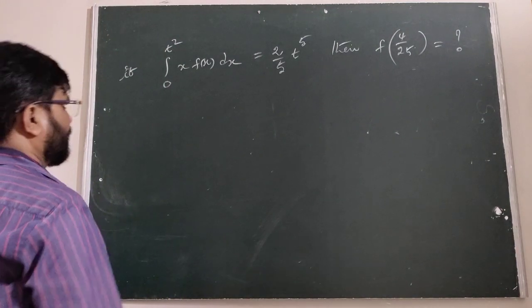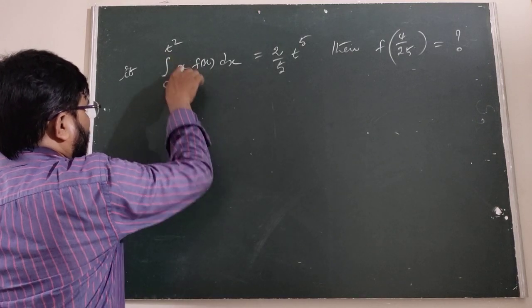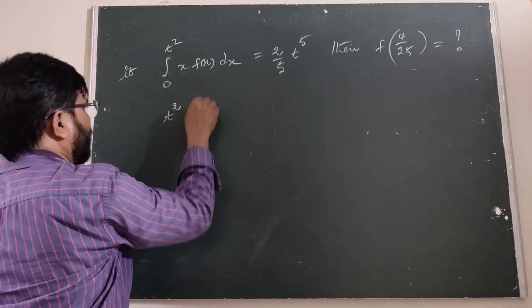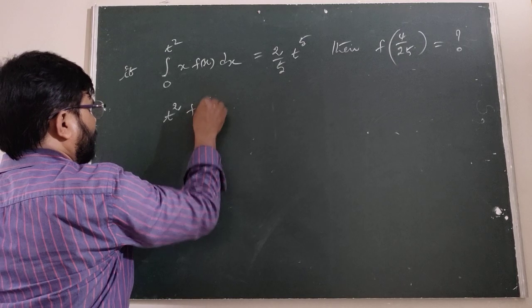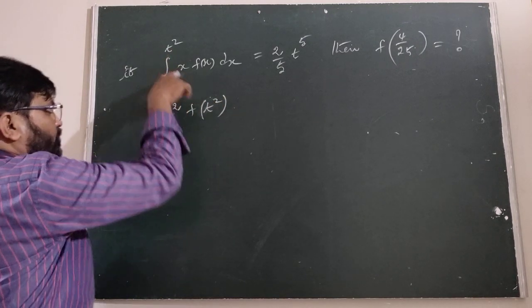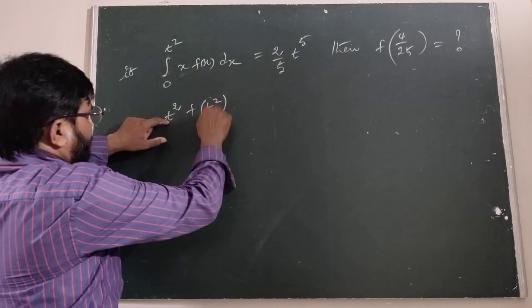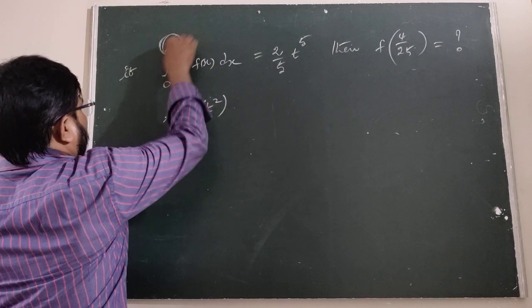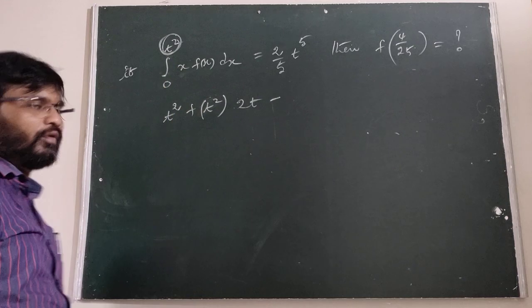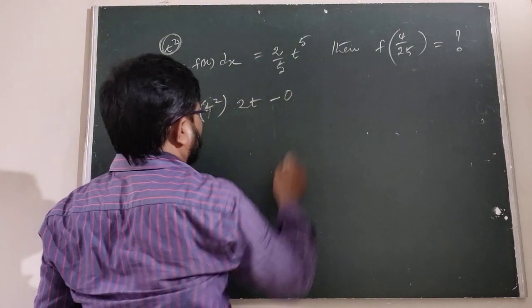Now differentiating on both sides, the integral and derivative cancel. We take x equal to t square. Then f of t square. Is it clear? Substituting x equal to t square, we also find the derivative of t square is 2t. Now we can substitute the lower limit 0, and the derivative of 0 is also 0.